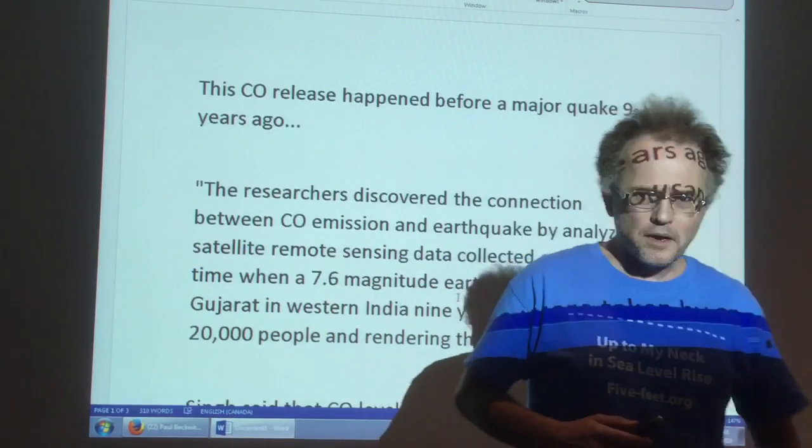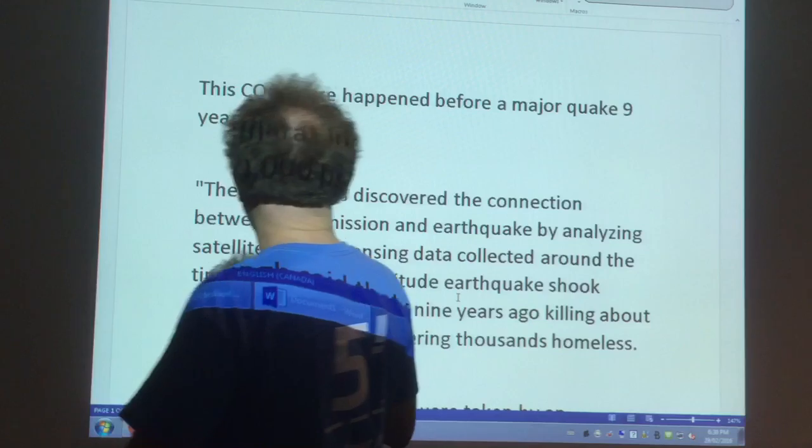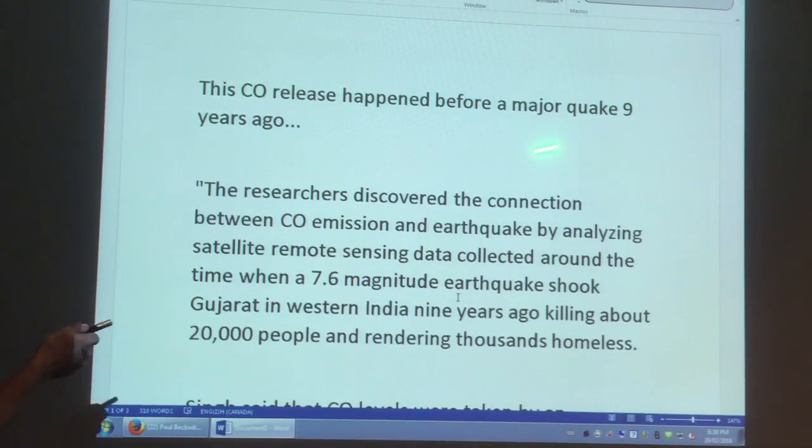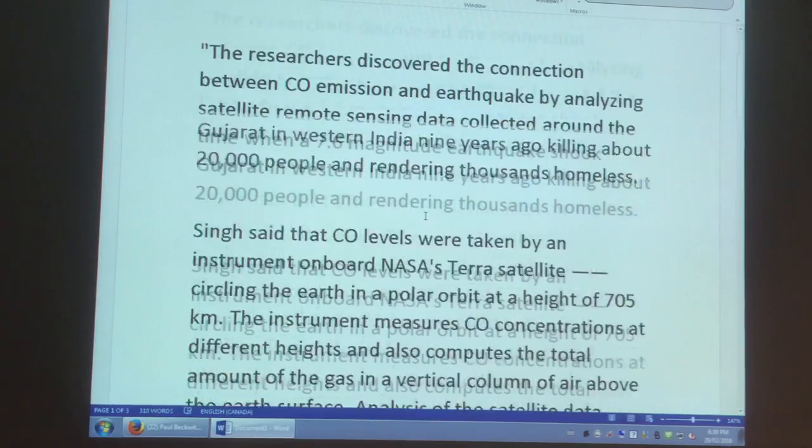Well, there's not a lot of papers, but there is one paper, and you can go back. This CO release has happened before a major quake 9 years ago. So there was a connection found between CO emission and the earthquake. They looked at satellite remote sensing data collected before, during and after a 7.6 magnitude earthquake that shook Gujarat in western India 9 years ago, killing about 20,000 people and rendering thousands homeless. So there is precedence for this.